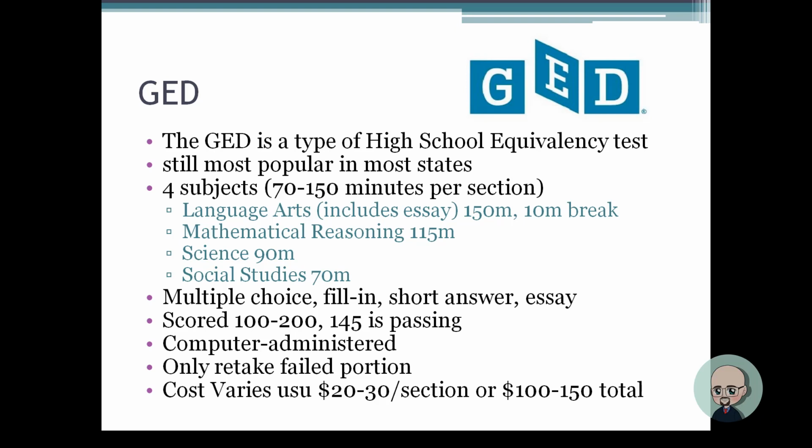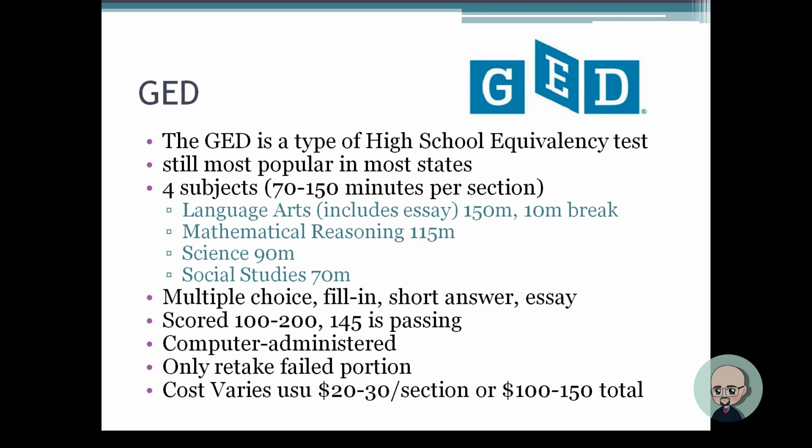Now, those 4 subjects are 70 to 150 minutes per section. The language arts is the longest one. It includes a section that has some reading and writing exercises, where you look at paragraphs and do some miscellaneous things. It's 150 minutes total with a 10-minute break, and I believe the essay is about 45 minutes or so. It has the most difficult essay of any of the high school equivalency tests we're going to talk about.